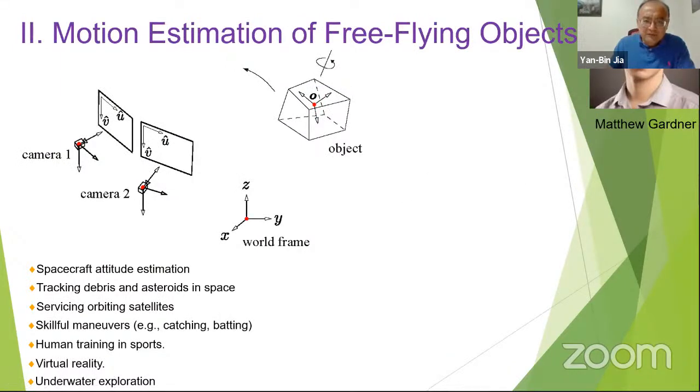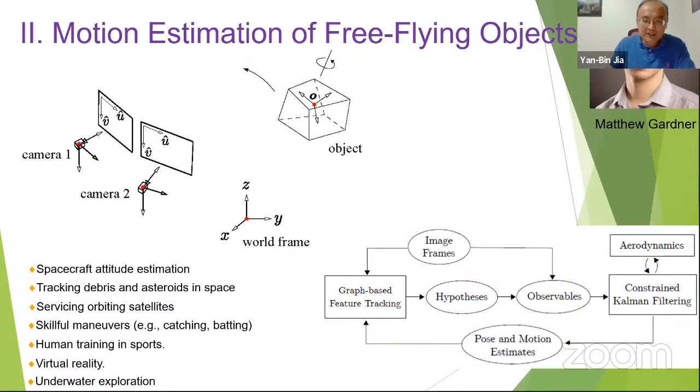After that, we wanted to move on to 3D batting, and then Matthew noticed that, first of all, how are we going to deal with the motion estimation of the flying objects? We realized that this can be a problem in itself. So Matthew spent the last 3 years of his PhD working on this problem, so he was never able to come back to 3D batting. This has a lot of applications: spacecraft attitude estimation, tracking debris and asteroids, catching and batting like we just showed, and also human training in sports, virtual reality and underwater exploration are potential applications as well.